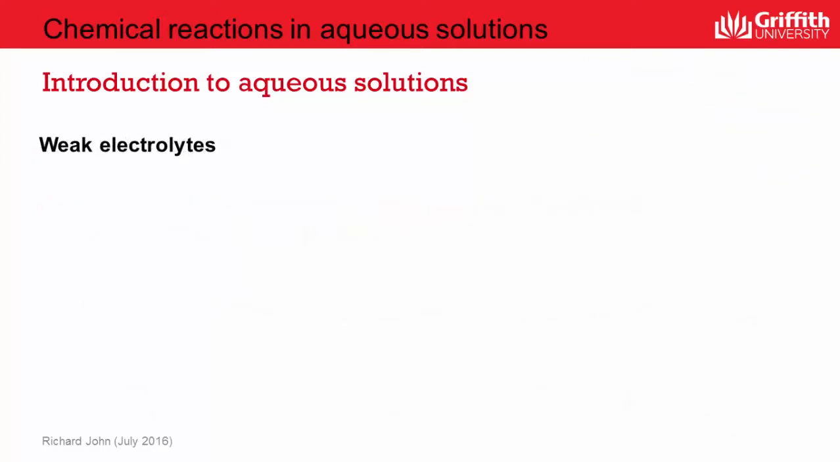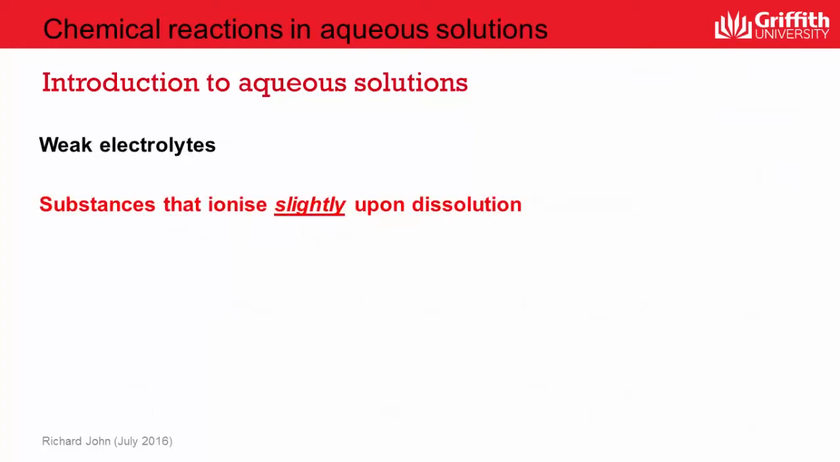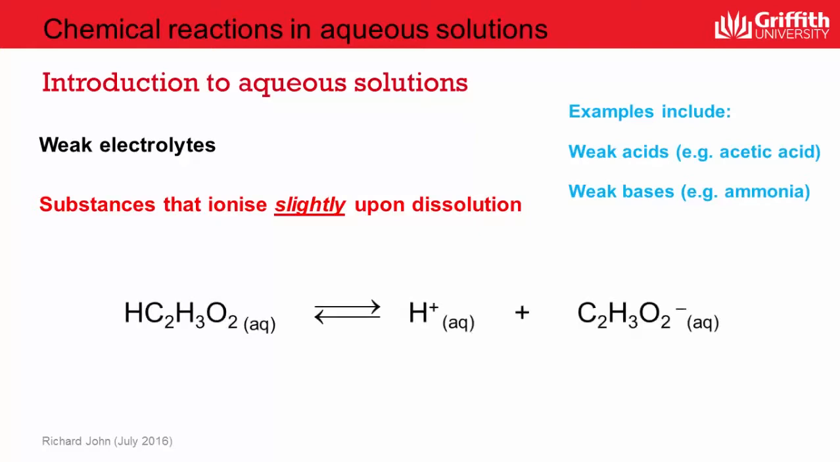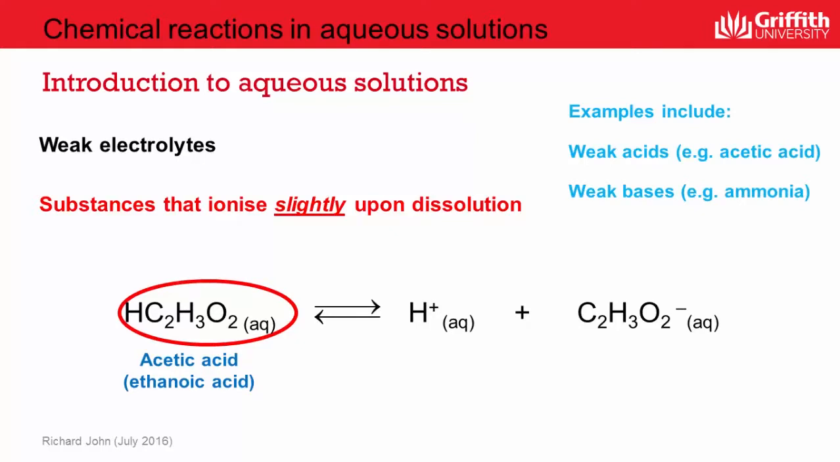That's quite different to weak electrolytes, which are substances that ionize only slightly upon being dissolved in water. Examples here include weak acids such as acetic acid and weak bases such as ammonia, and we deal a lot with weak acids and weak bases later on in this video course. Here's an example of acetic acid. Its formal name is ethanoic acid.